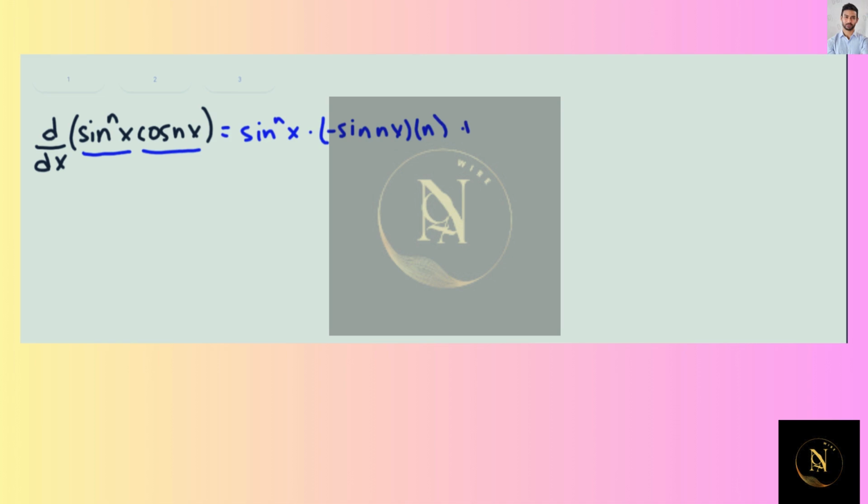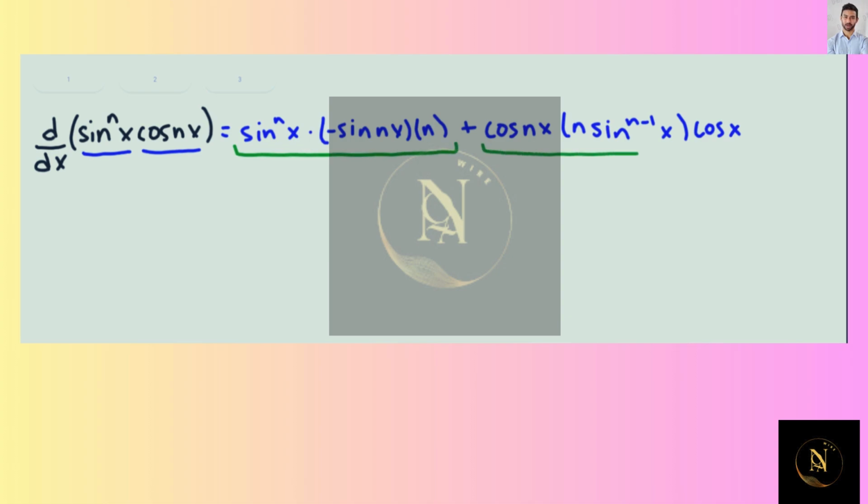Now we have plus the second, cosine of nx, times the derivative of the first. And the derivative of sine of x to the n power would be n times sine of x to the n minus 1 power times the derivative of sine, which is cosine, so cosine of x. Okay, now we're going to factor out the common factors. So we have a term here, and we have a term here, and they both have a common factor of n. So we're going to factor that out.